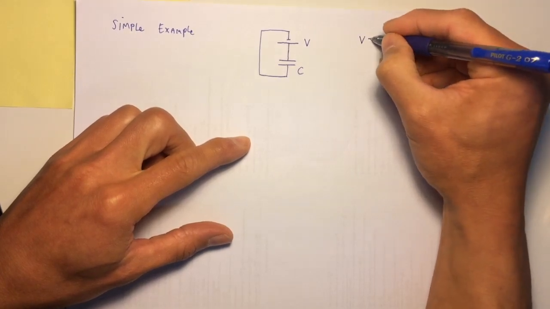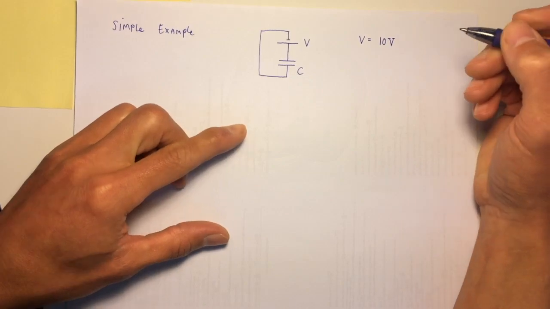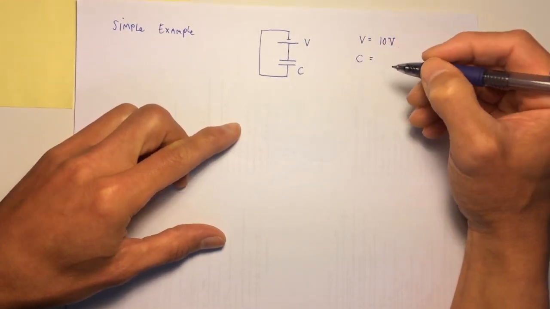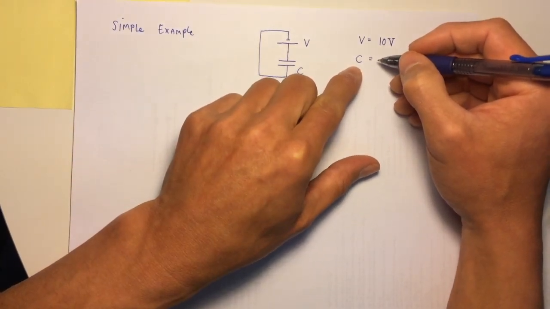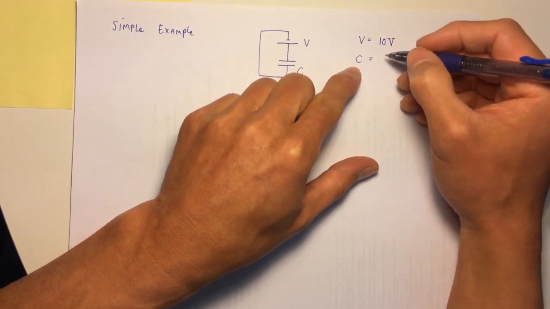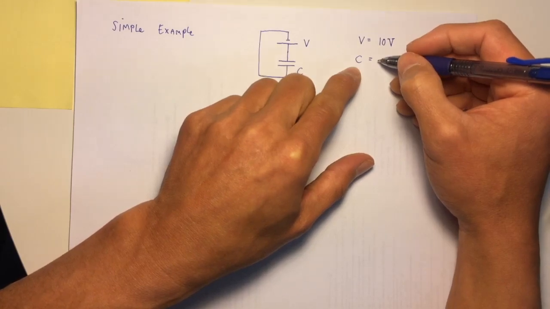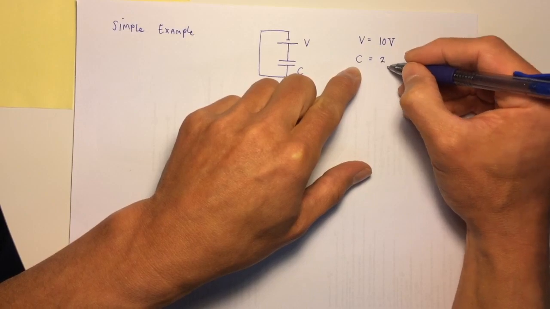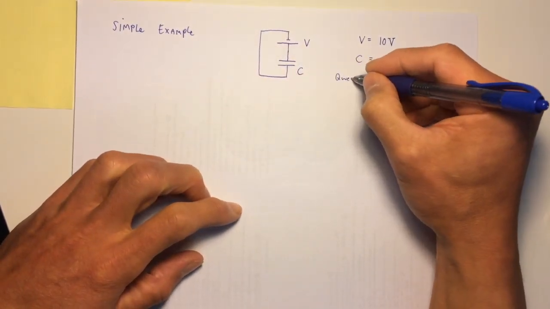We'll say that the battery is maintaining, say, an easy number, 10 volts, right, 10 joules per coulomb. As for the capacitance, in actual laboratory settings you can have quite large capacitances, but a large conventional capacitor is somewhere in the microfarads. So let's say it's a 2 microfarad capacitor.